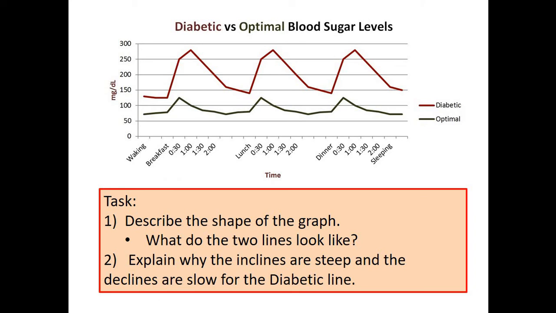We'll have this as an optional task. So again, looking at how blood glucose levels change over time, in line with our meal times. If you want to have this as an optional task, describe the shape of the graph and explain why the inclines and the declines are slow for the diabetic line. Why do we think that is?